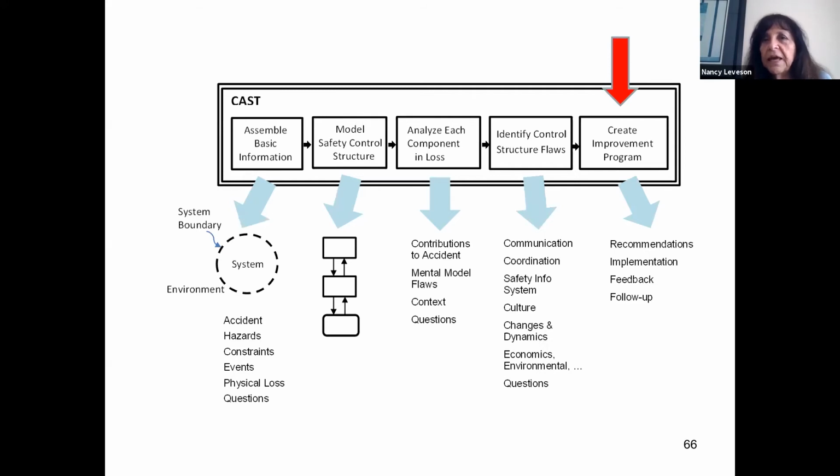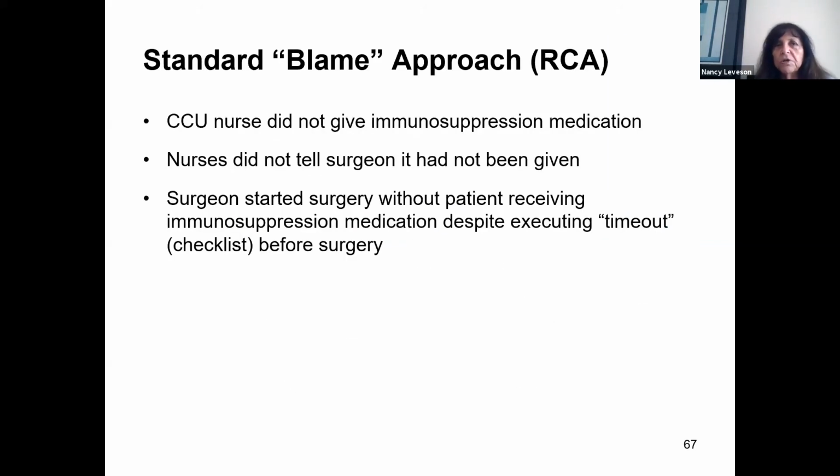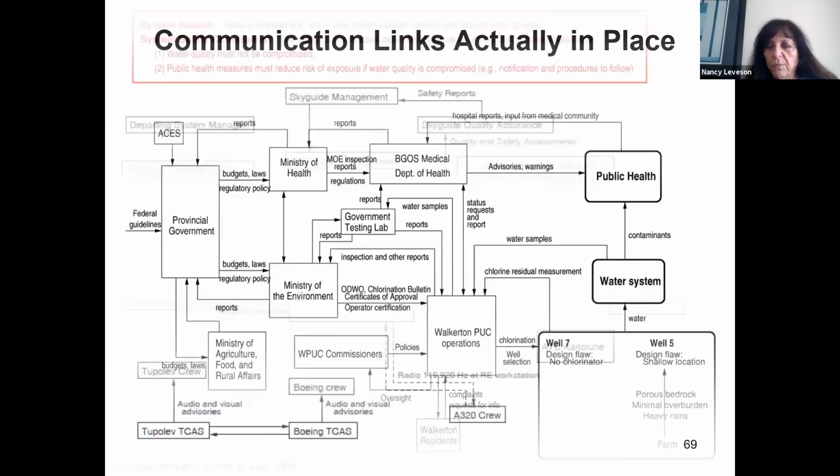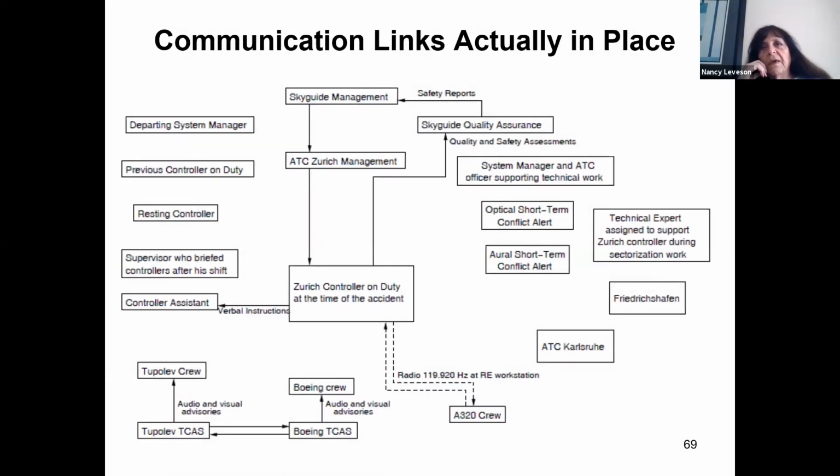All right, and then in the end, you have to create an improvement program. You generate recommendations. There are obvious ones here, how to implement them, feedback, and follow up to make sure they were effective. So the standard blame approach: the CCU nurse didn't give it. It was the CCU nurse, the nurse again, and the surgeon is the problem. I'm going to, well, let me do it quickly. There are other things, systemic factors and ways of looking at these problems in this overall control structure.